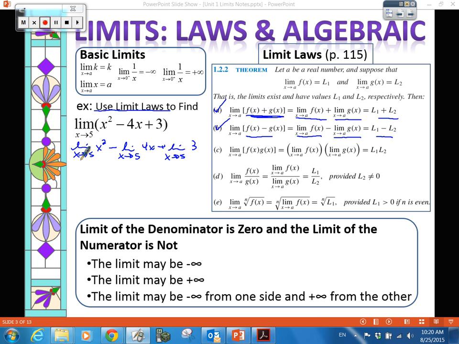So the limit as x approaches 5 of x squared, we would just substitute the 5 in. So I get 5 squared, minus, and I'm going to substitute the 5 in here, which would be 4 times 5, plus. And the limit of a constant is simply the constant. That's all it is. So now what we're going to do is just add all those up, and what do we get? We get 8.